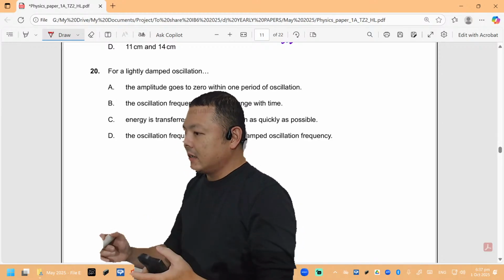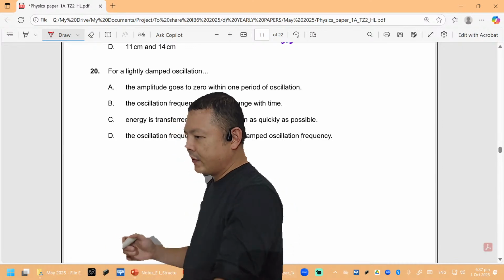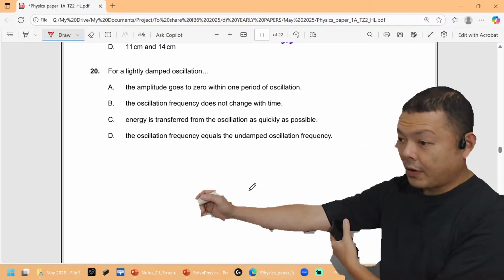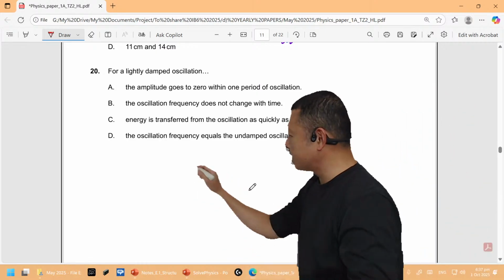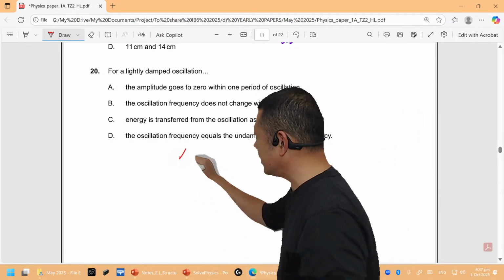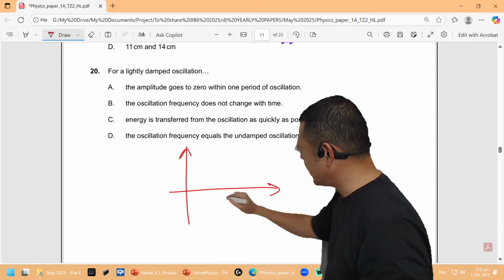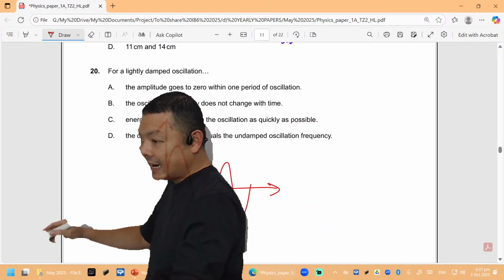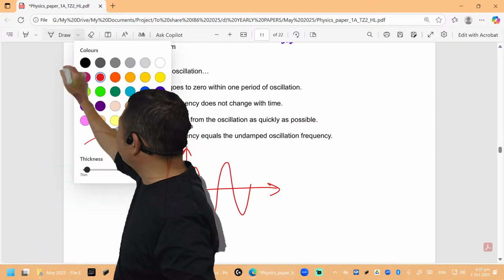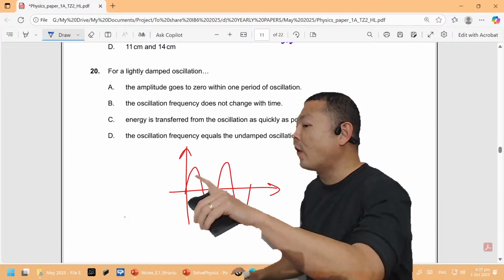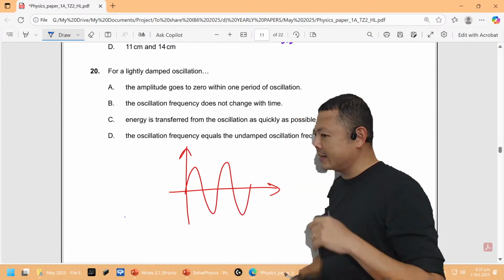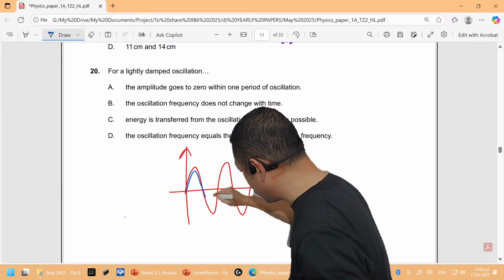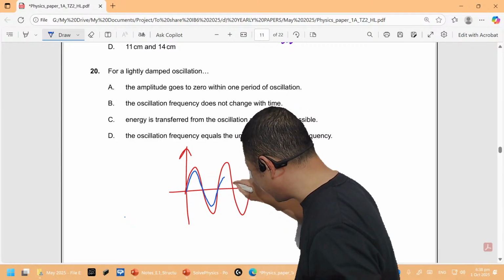So last year when I was teaching this, if you have caught up with the videos for C4, I told you that an undamped oscillation will look like this, right? Then I said for the lightly damped oscillation, it will follow the same period and the amplitude will start to decrease. So it follows the same period like that. Okay? I said that.